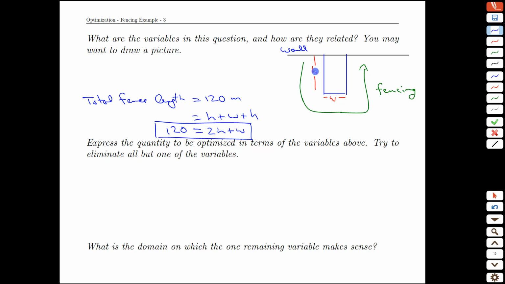The other variable relationship that's going to be relevant is the actual area. Let's call that A. And because this is a simple rectangle, we'll have the area is equal to height times width. So just based on the geometry of the problem and some of the text, we have a relationship between the variables: the area related to height and width, and the height and width tied to the fencing lengths.